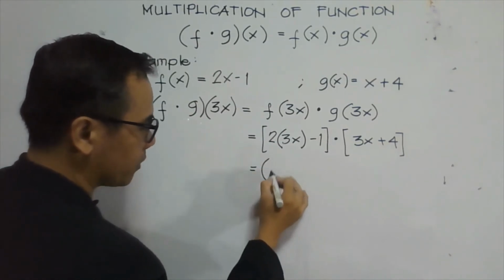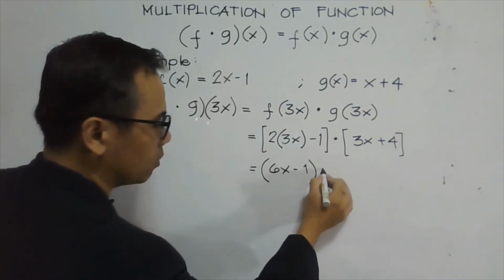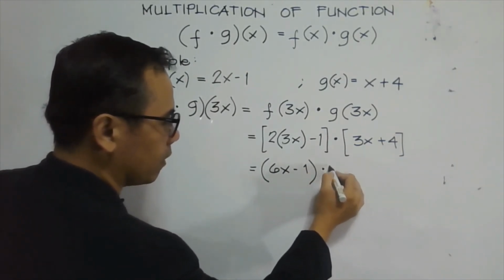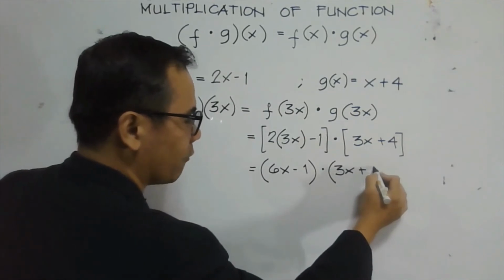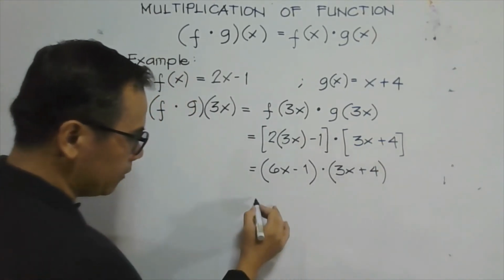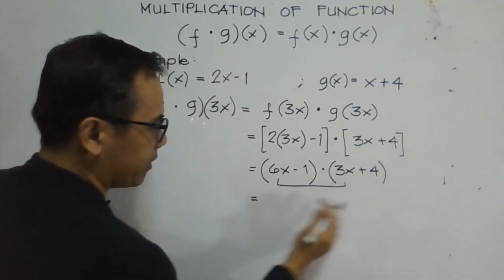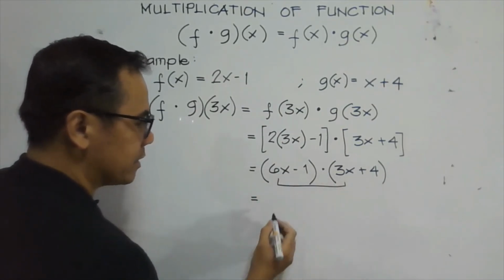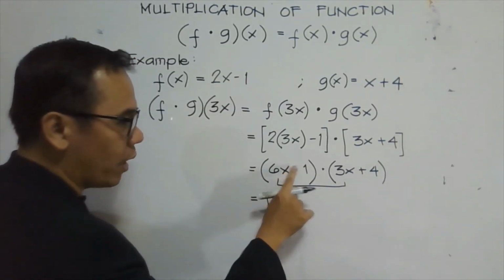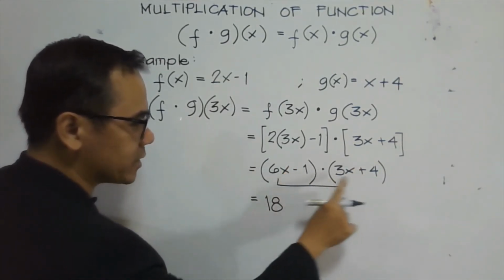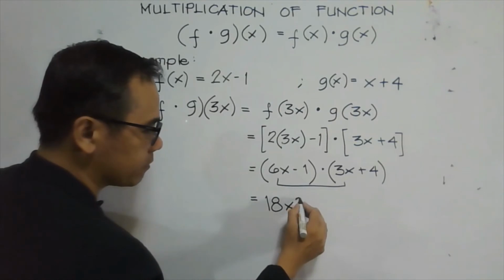So this is now 6x minus 1 multiplied by 3x plus 4. Applying now the FOIL. So we have 6x multiplied by 3x. 6 times 3 is equal to 18. And since the exponent of this variable is 1 and this variable is also 1, x times x is now equal to x squared. It's 1 plus 1. So it's 18x squared.